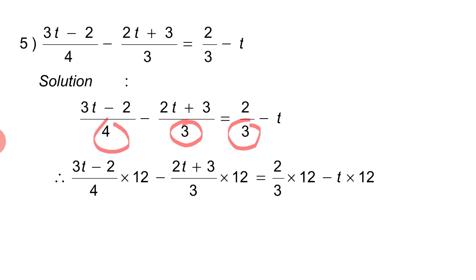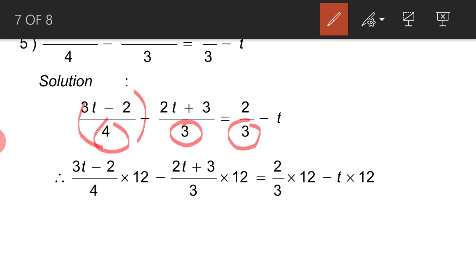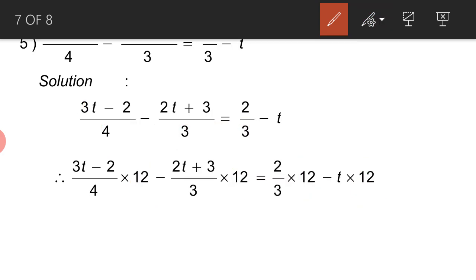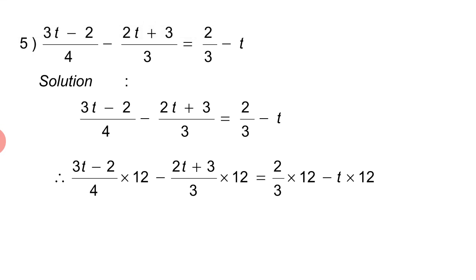Now when I multiply by 12, how to do it? I am multiplying each term. What is the first term? The first term is 3t minus 2 upon 4, so I multiply that term by 12: 3t minus 2 upon 4 into 12, then minus 2t plus 3 upon 3 into 12, then 2 by 3 into 12 and minus t into 12. So are you understanding that each term is now multiplied by 12? Is it going to change the value of the equation? No. Now after doing this, can we cancel? Yes, so we will cancel now.